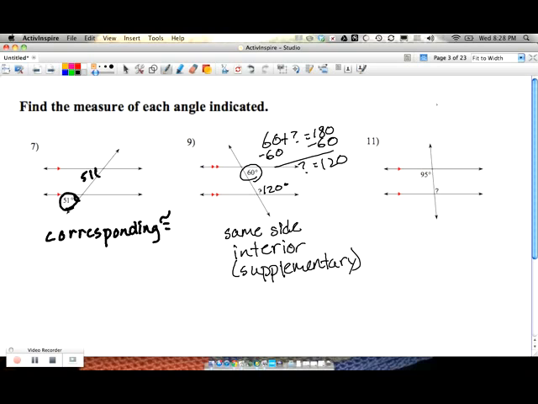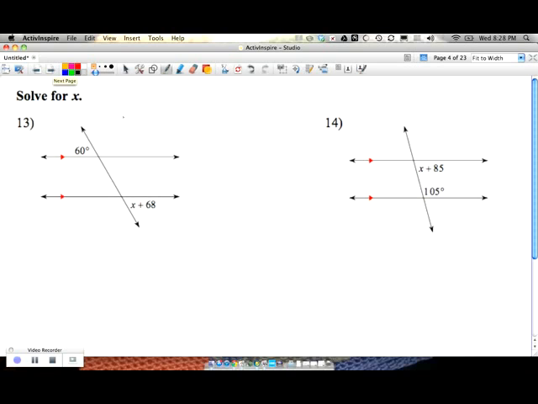Alright, this last one here, number 11, these are alternate interior angles. And alternate interior angles are congruent. They're the same. So if this one's 95, so is this one. Now let's continue with these relationships, but at a slightly more challenging level.